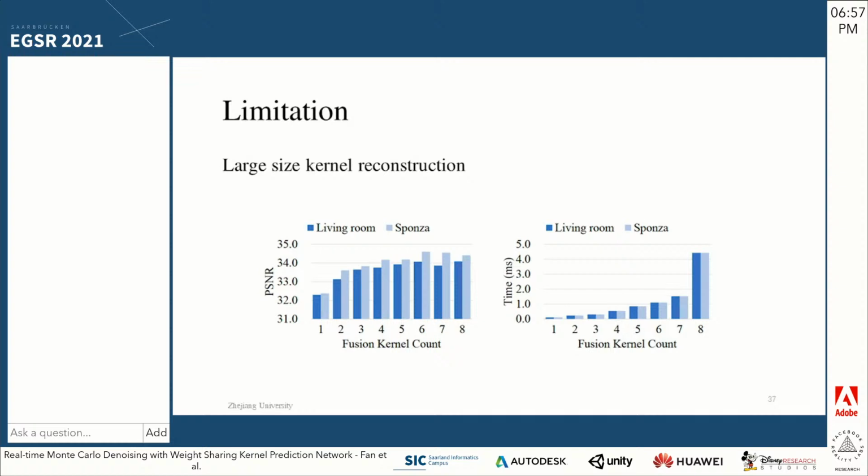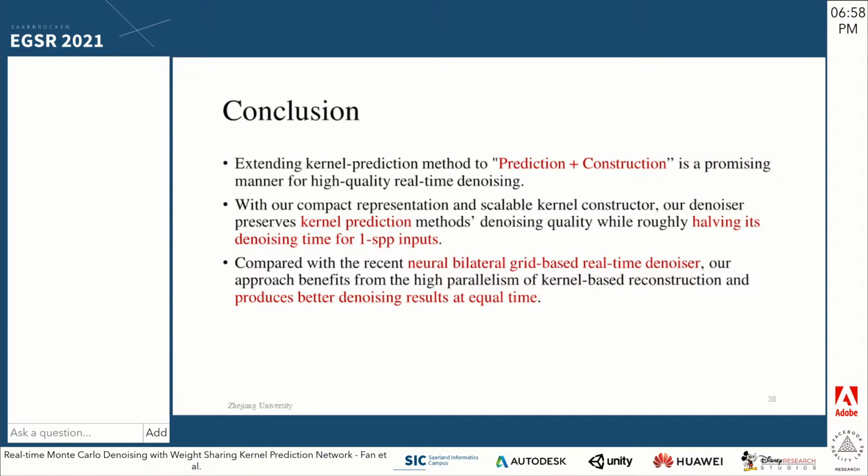To conclude, extending the kernel prediction method to prediction plus construction is a promising manner for high-quality real-time denoising. With our compact representation and scalable kernel constructor, our denoiser preserves the kernel prediction method's denoising quality while roughly halving its denoising time for 1 SPP inputs. In addition, compared with the recent neural bilateral grid-based real-time denoiser, our approach benefits from the high parallelism of kernel-based reconstruction and produces better denoising results at equal time.